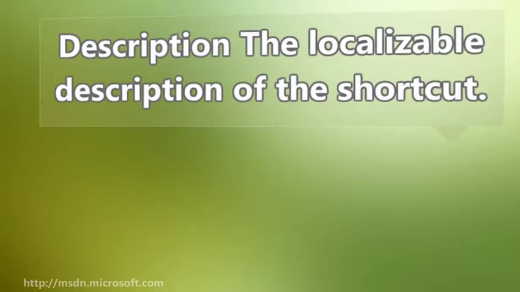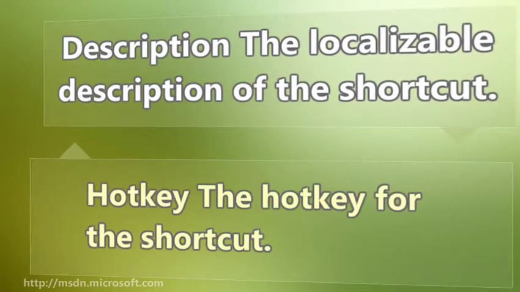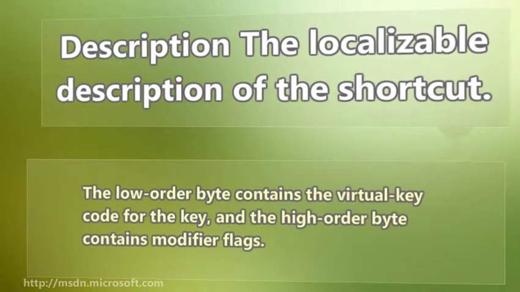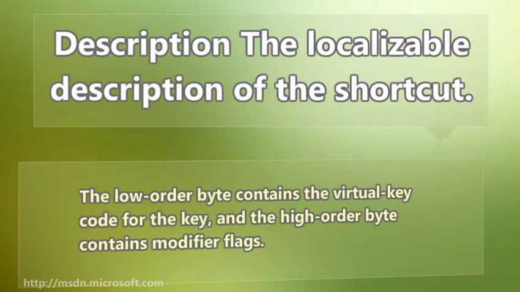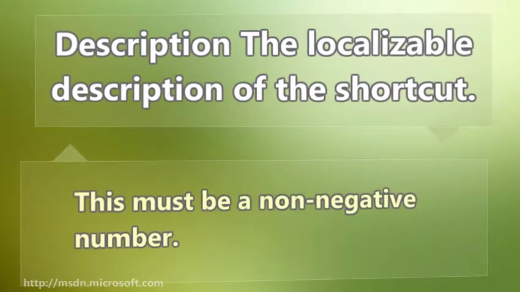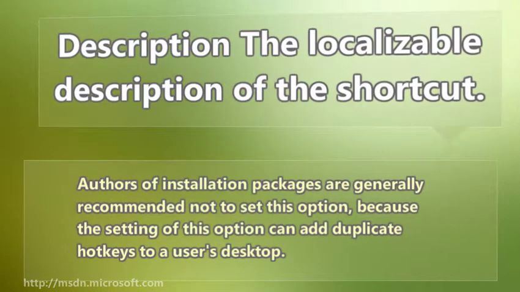Description: the localizable description of the shortcut. Hotkey: the hotkey for the shortcut. The low-order byte contains the virtual key code for the key, and the high-order byte contains modifier flags. This must be a non-negative number. Authors of installation packages are generally recommended not to set this option, because the setting of this option can add duplicate hotkeys to a user's desktop.